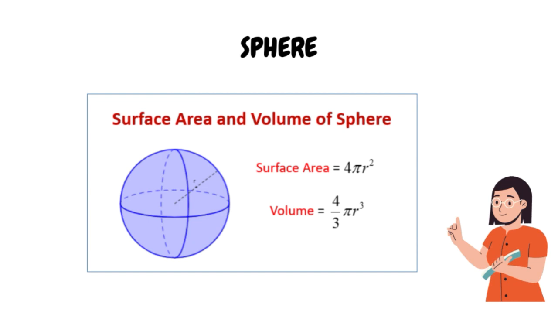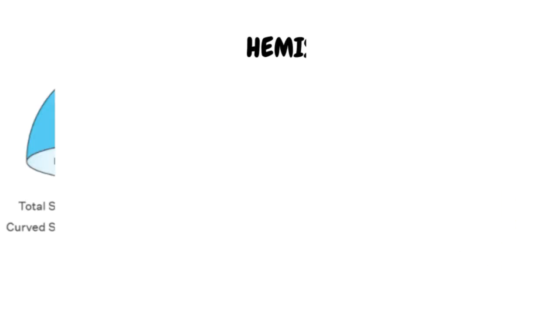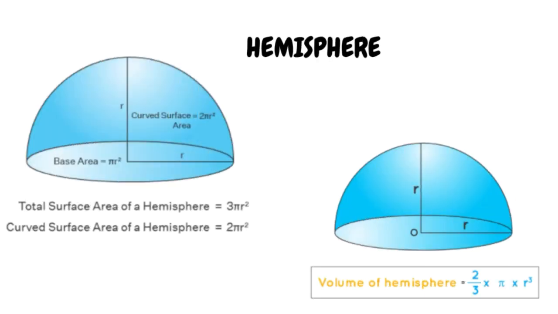Next we have sphere. The total surface area and the curved surface of sphere are same, and it is 4 pi r square, and the volume of sphere is nothing but 4 by 3 pi r cube. Now we move on to the next figure. Next we have hemisphere.